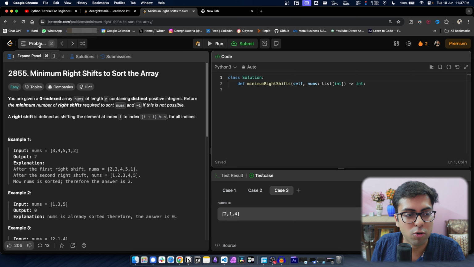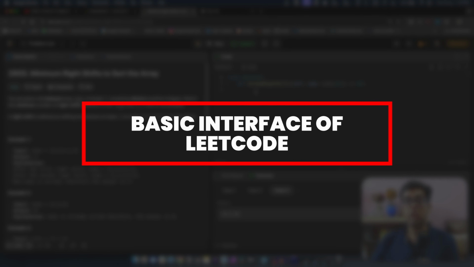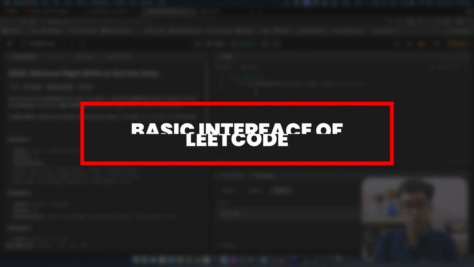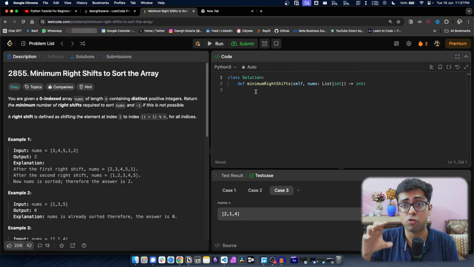How did I pick it? Just go to problem list here and you can actually pick one of those. Let's go through the basic interface. Every single thing that I told you about, I'm going to discuss most of it in some other videos because I think I have a lot of content that I can make on LeetCode, because there's not a lot of content on YouTube about LeetCode. Everybody has their DSA course and they want to make money through it, and it's totally fine. I don't have anything against anybody.